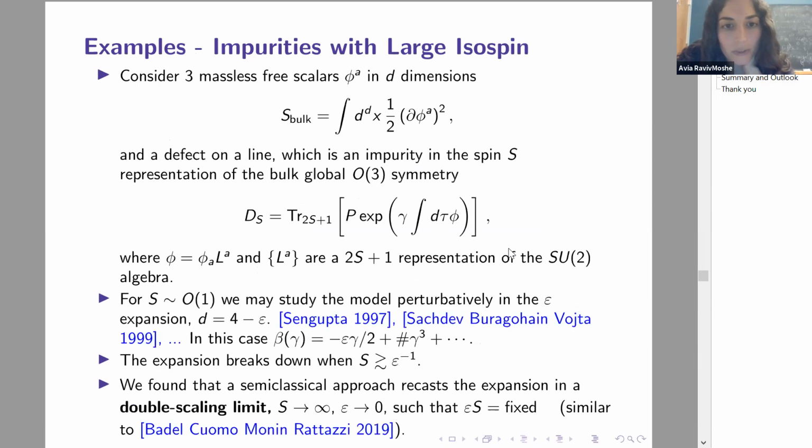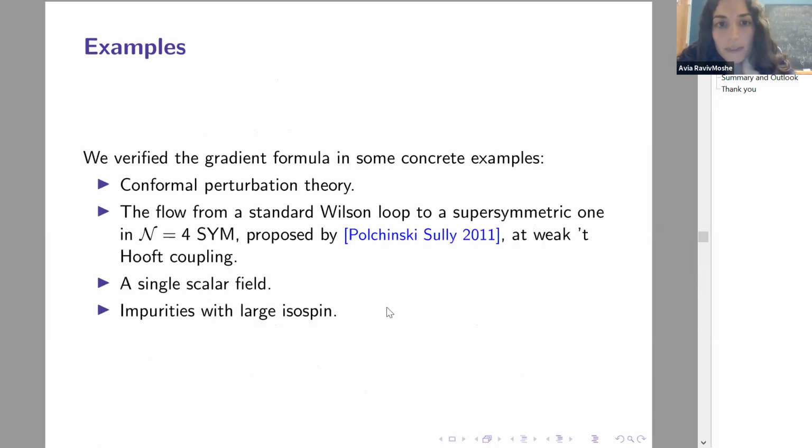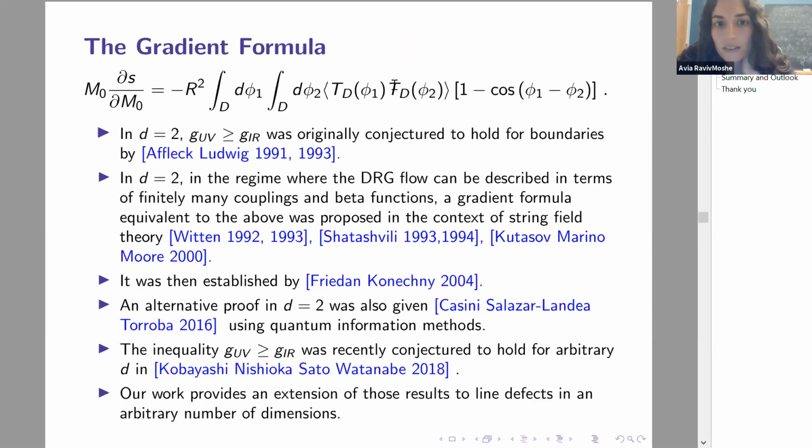The formula that we compared in the first example is the gradient of the defect entropy. We got it just by using the Callan-Symanzik equation and taking the expectation value of the Wilson loop operators from the paper by Bianchi and collaborators. This must be matched with an integral over this times 1 minus cosine of the relative angle, meaning we explicitly verified this formula. The gradient of the defect entropy is always given by this integral of the 2-point function of the stress tensor times 1 minus cosine of the relative angle.